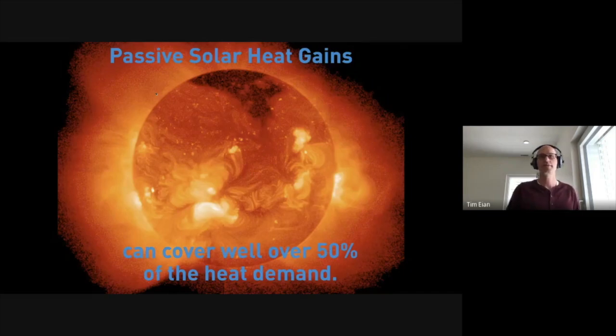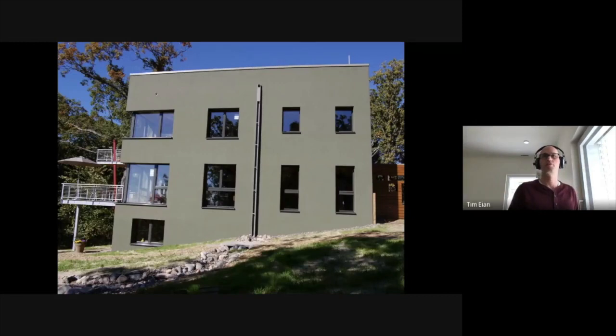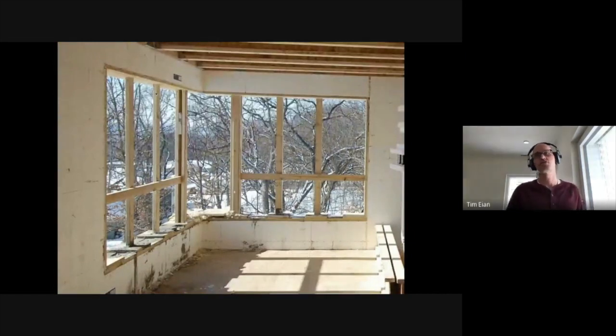Passive solar heat gains cover well over 50% of the heat demand. So here's an example of a building and how you're dealing with that. This was my first passive house I designed. This is it under construction. And you can see here really well how the sun penetrates the space and falls deep into the space. That's how we utilize that.